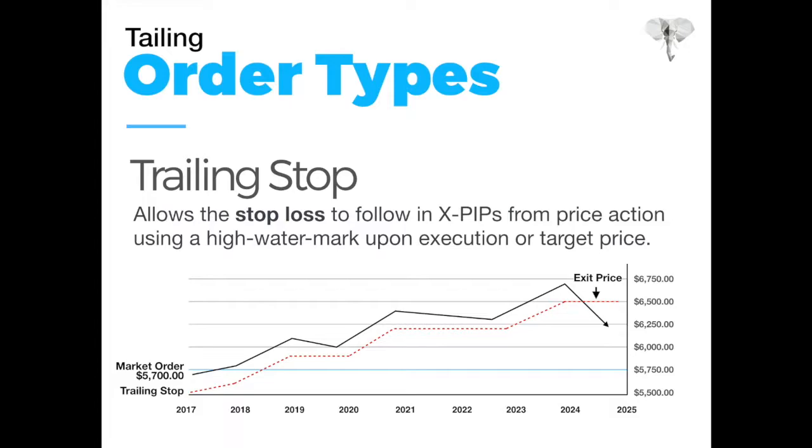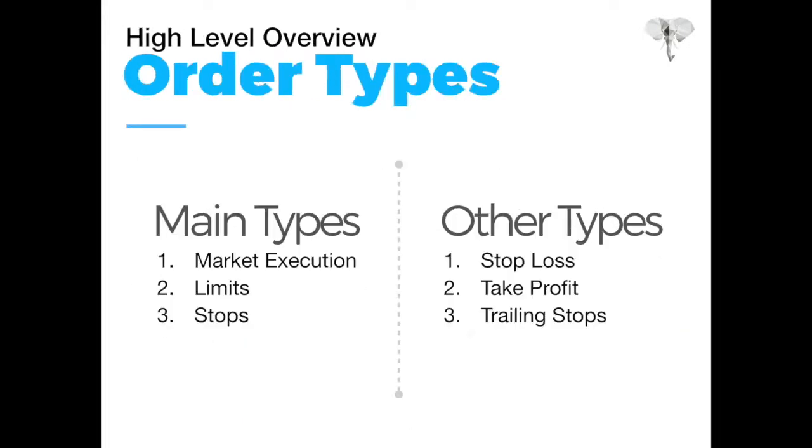So that's pretty much it. Those are the 6 order types, right? And these are necessary for you to become a successful trader. These will allow you to be free and not staring at charts all day as well.